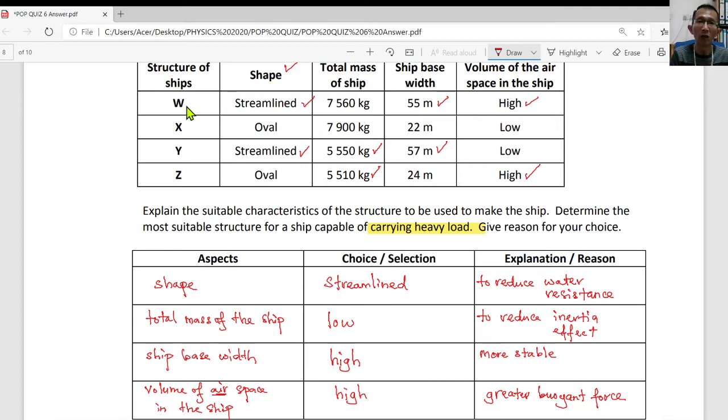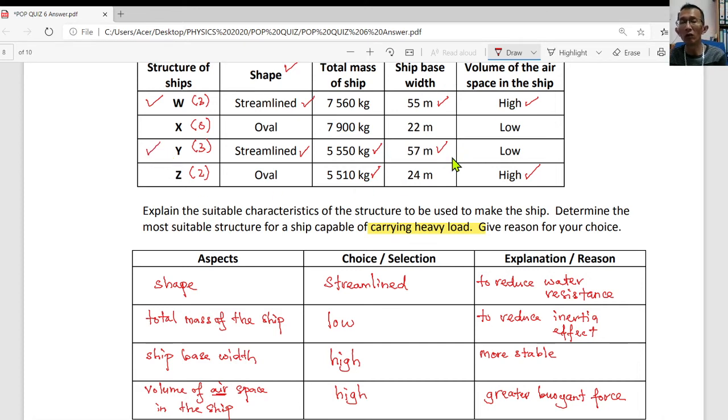So for W, I have 3 ticks. Correct? 1, 2, 3. For X, I have none. For Y, I have 3. For Z, I have 2. Okay, so you see here, for the most ticks, we have two choices: W and also Y.